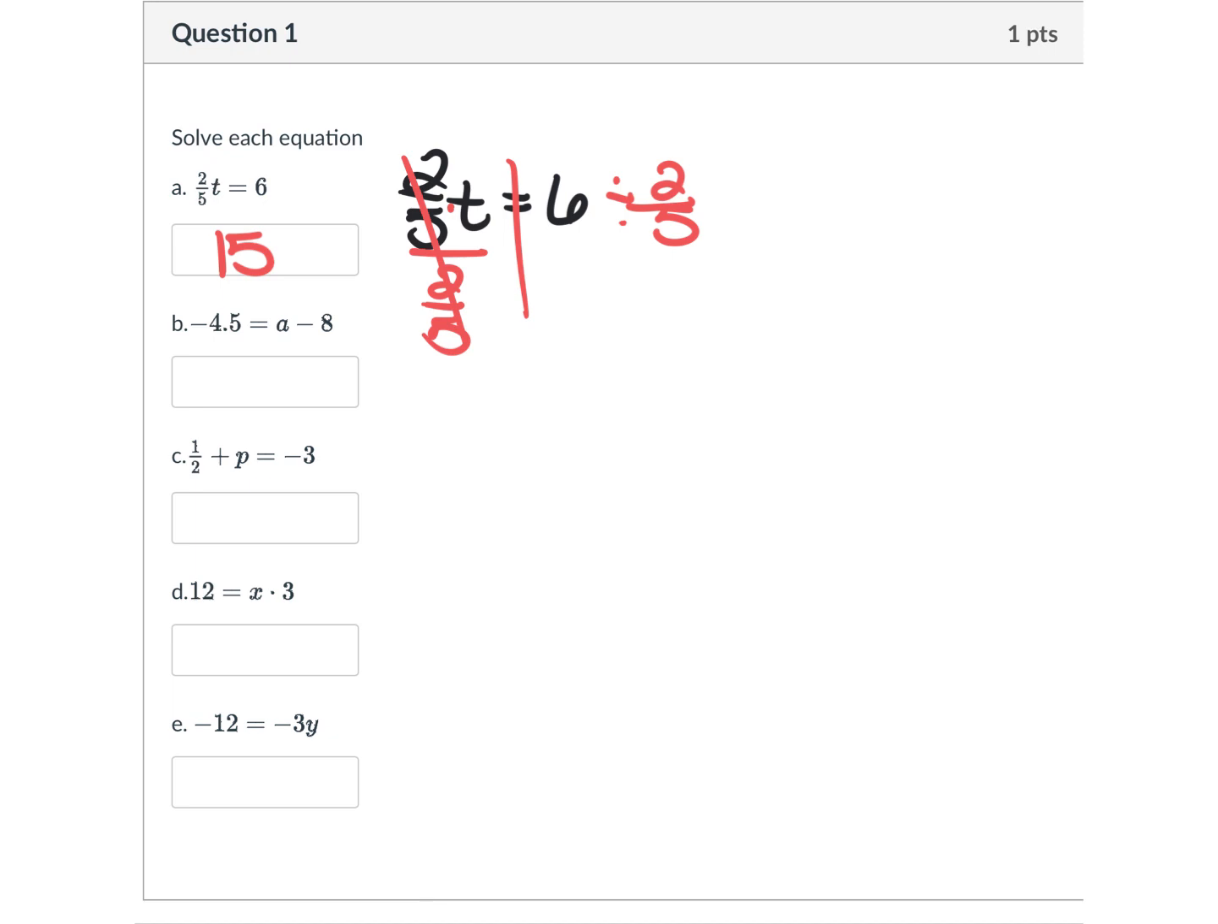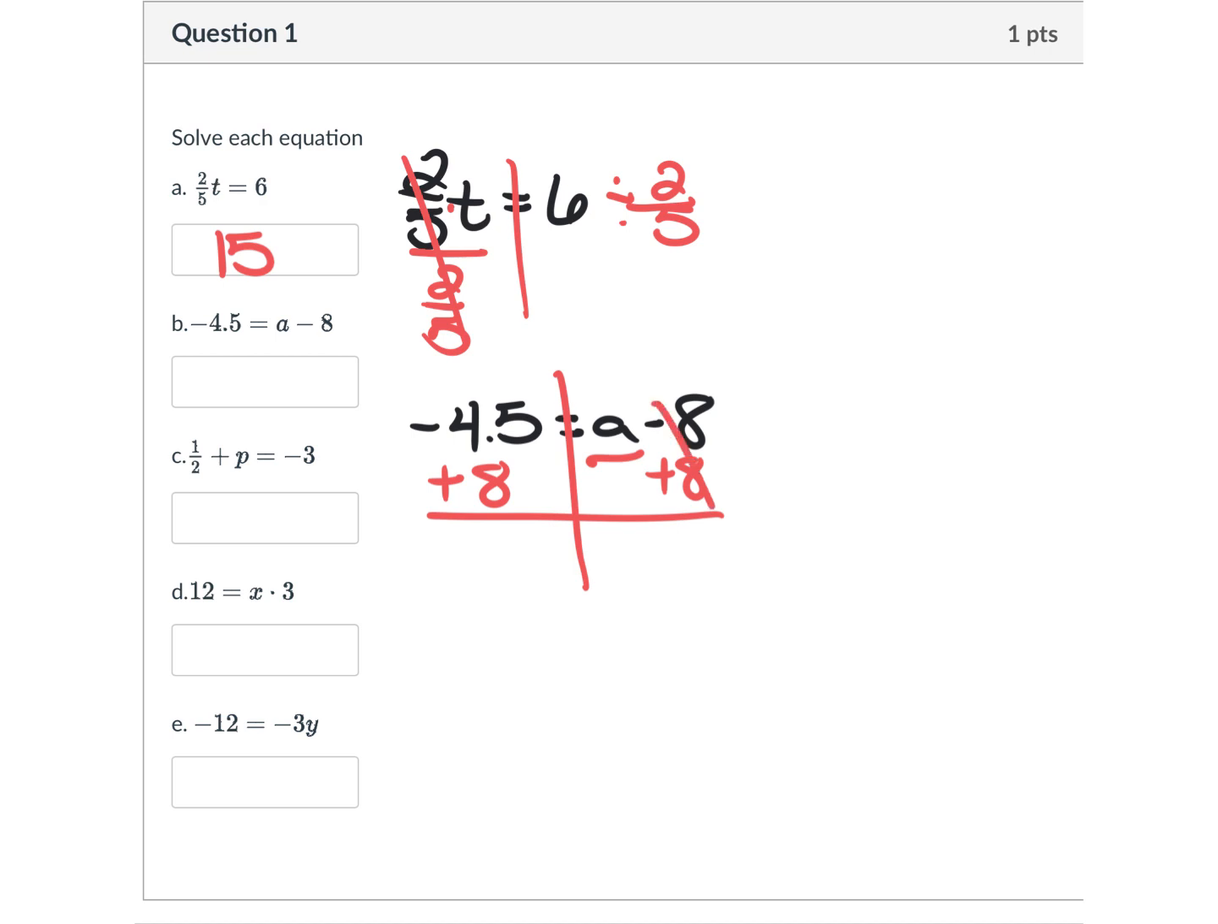Okay, next one, negative 4.5 equals a minus 8. So the a is on the other side, but that doesn't matter. We still solve it the same way. We need to get rid of the minus 8 because it's on the same side as the a. So we add 8 to both sides. Negative 4.5 plus 8, using my calculator here, negative 4.5 plus 8 is 3.5.